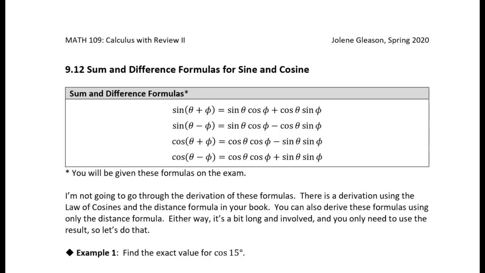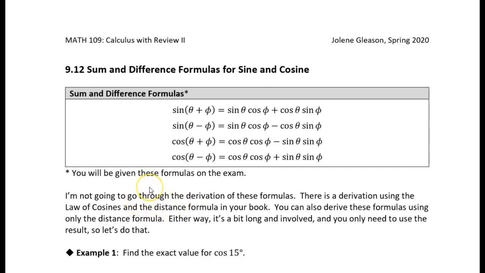All right, today we're going to jump ahead to 9.12. And I think you'll see why I'm jumping ahead and then coming back to 9.11 by the end of the lecture. But 9.12 is just about the sum and difference formulas for sine and cosine. Okay? And there they are. Ta-da! They're there for you to use.